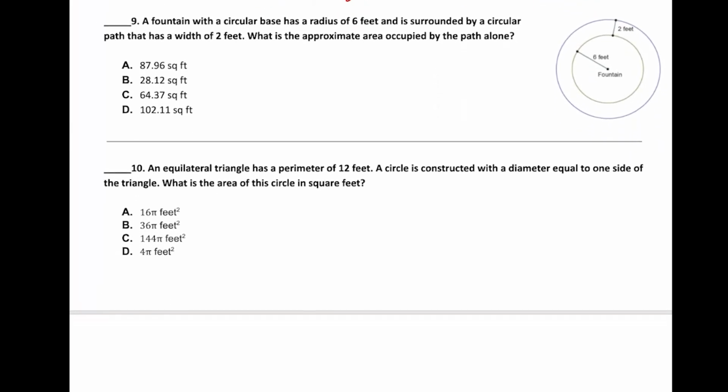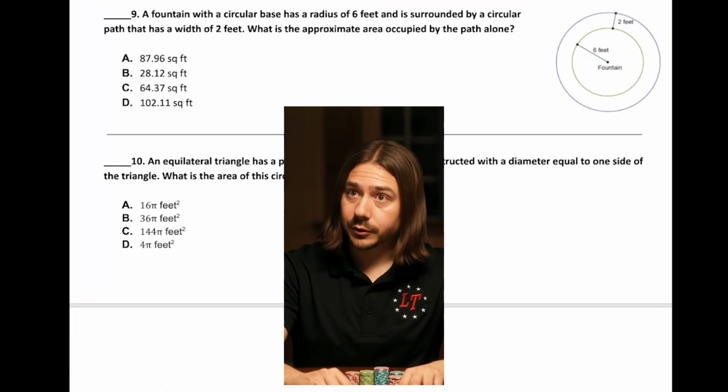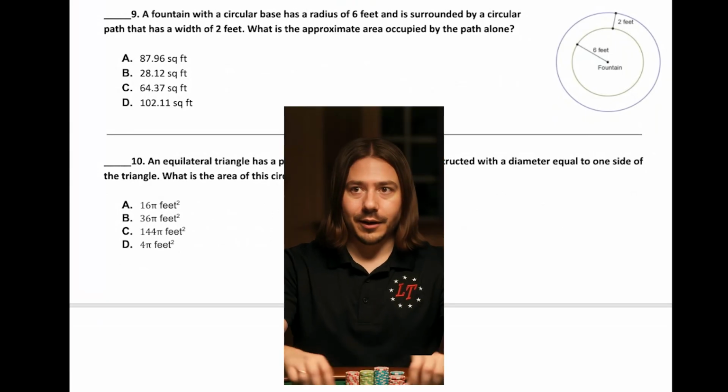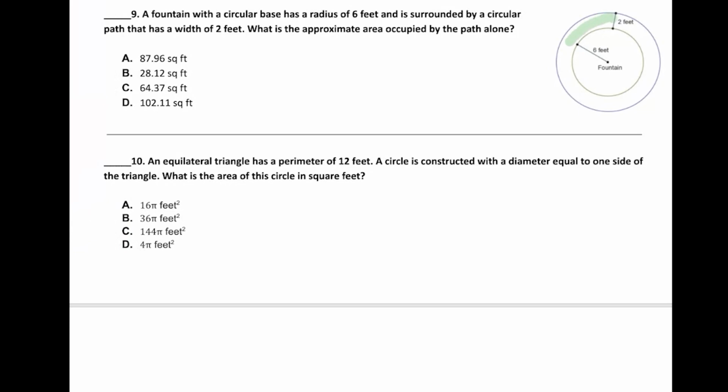Number 9 says, y'all want to take a walk around the fountain? You know, the one with a circular base that has a radius of 6 feet surrounded by a path that has a width of 2 feet. I wonder, what is the area of the path around the fountain? So what we're trying to find in this problem is the area of this path.